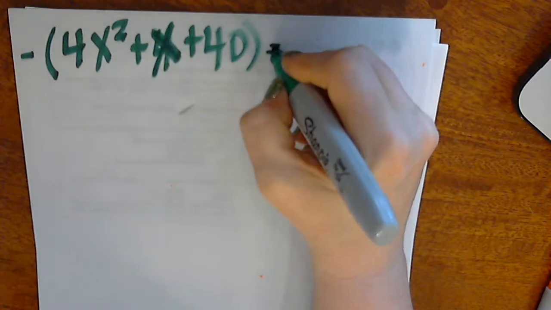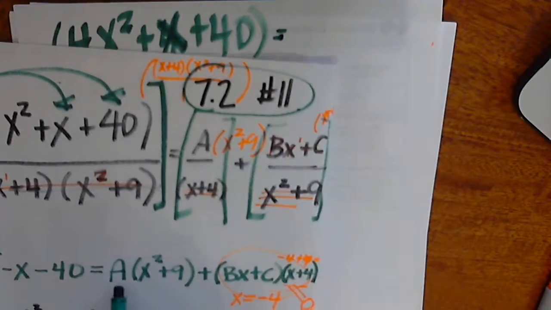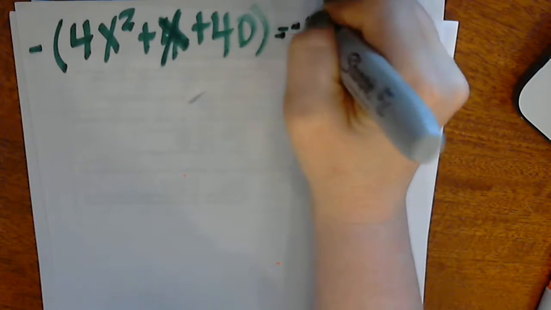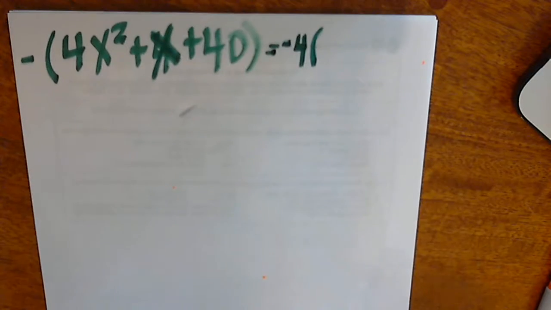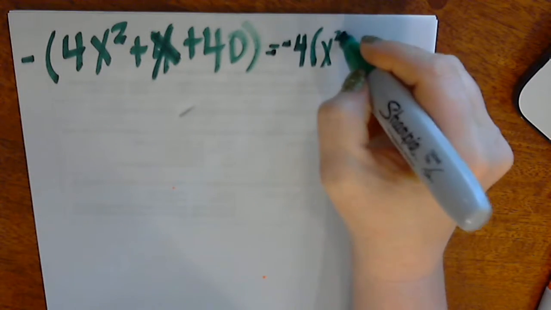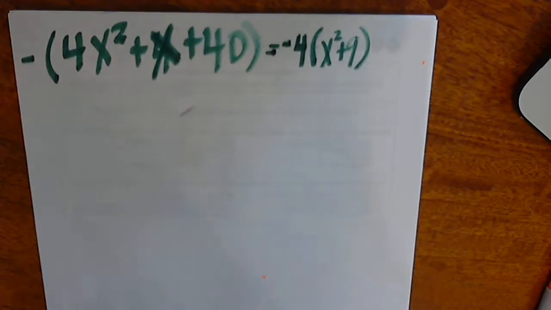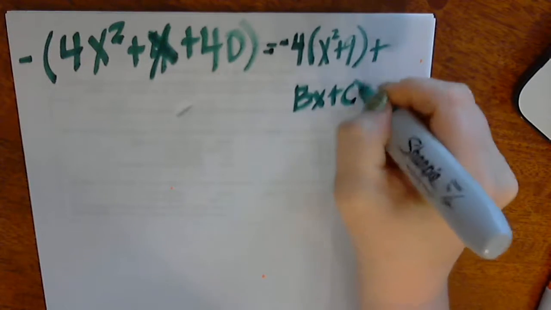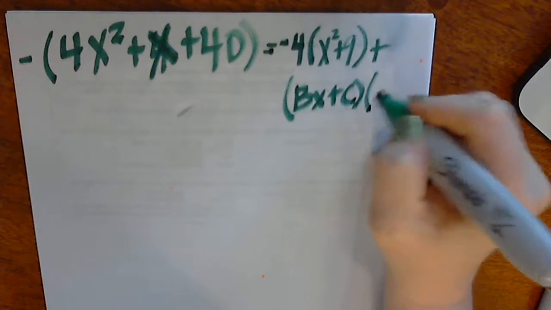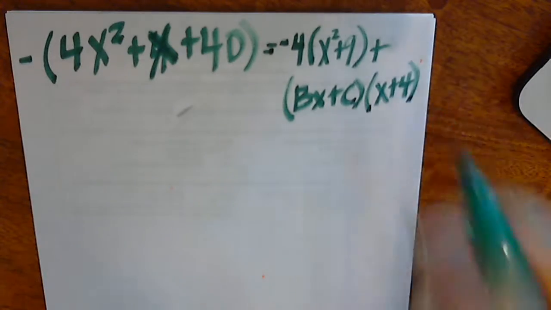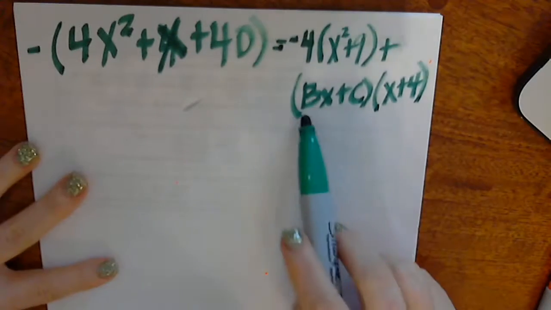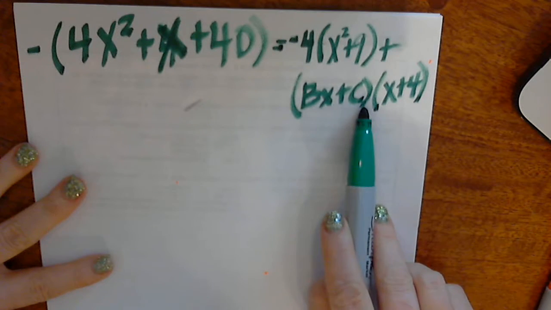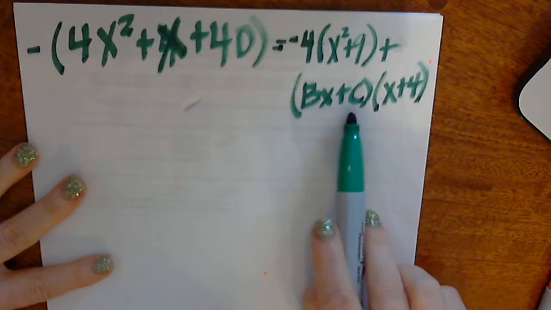Equals. So we knew that our A was a -4. So we have a -4 times x squared plus 9, and then plus Bx plus C times x plus 4. So we're going to look in here and see, now Bx plus C, this one's going to be hard to really get rid of 1, because if we get rid of 1, we probably get rid of both of them since they're both in the same term.